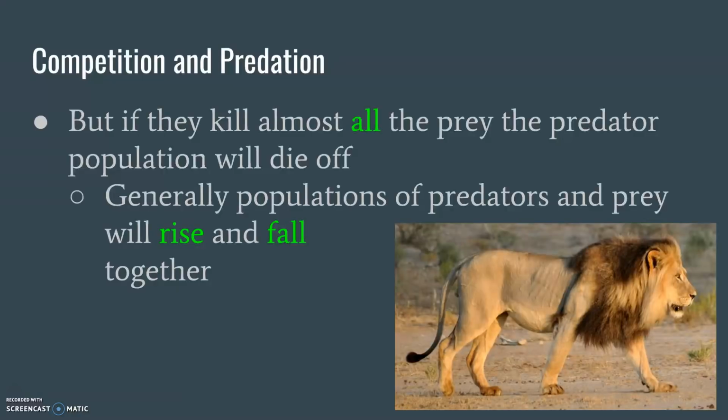So if your head's spinning, I understand. I think I need this next picture to show you. So here's what we're going to see on the next slide, though. Generally, the population of predator and prey are going to rise and fall together. So, like I said, it has to be a balance.